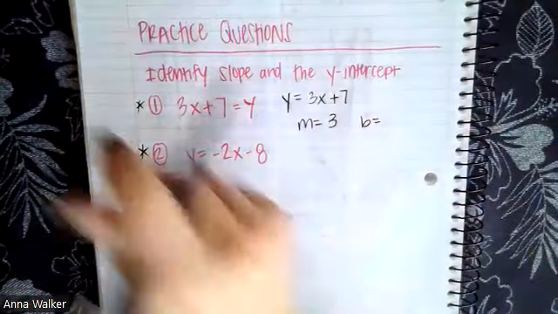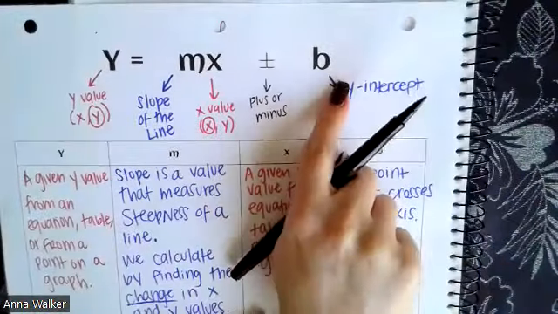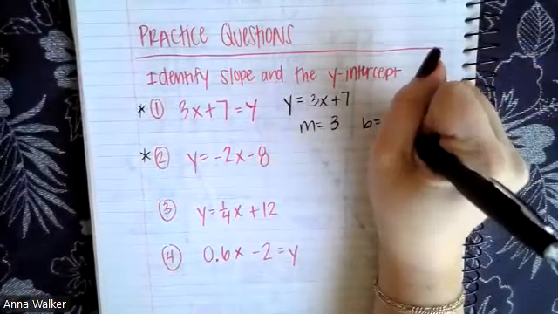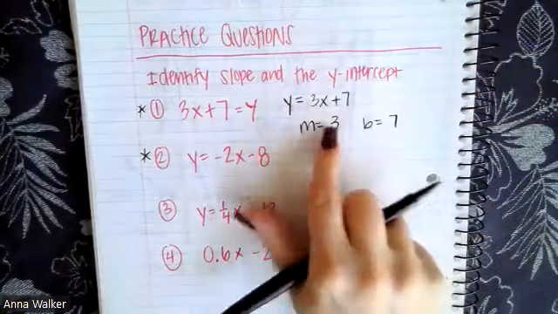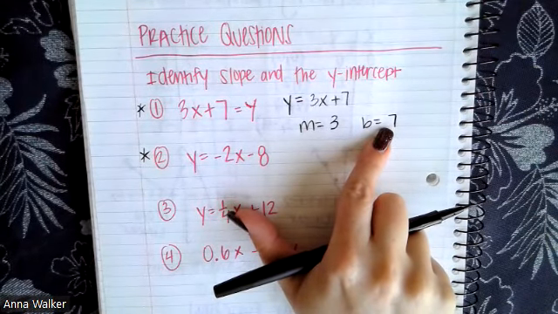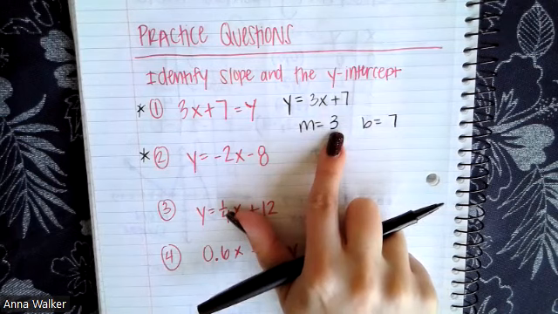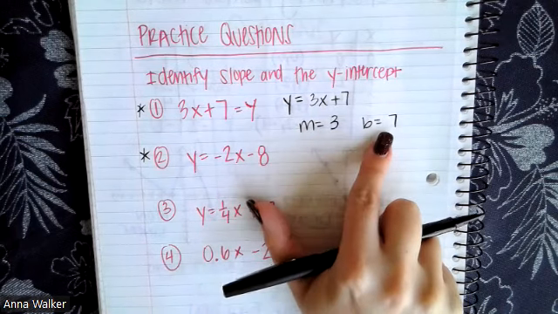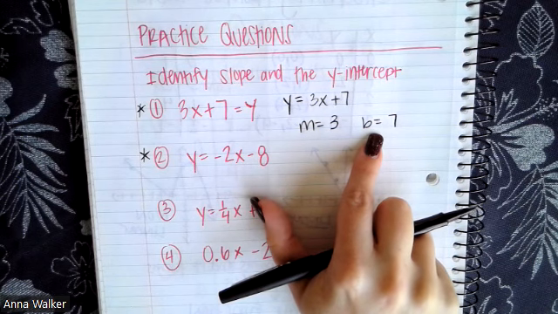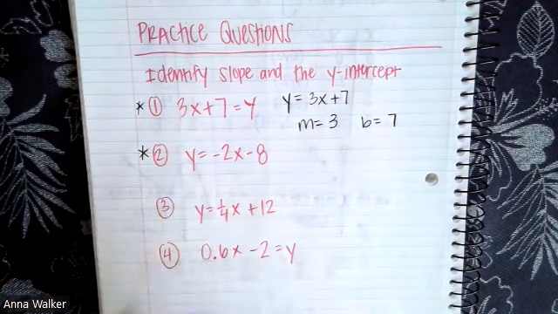And then the y-intercept is b. So whatever is being added or subtracted, and what's being added here is 7. So the y-intercept is +7. I'm not going to write a positive sign because if we don't write a symbol, we assume the number's positive. So the slope of this line is 3. And then where this line is going to intersect the y-axis is at 7.